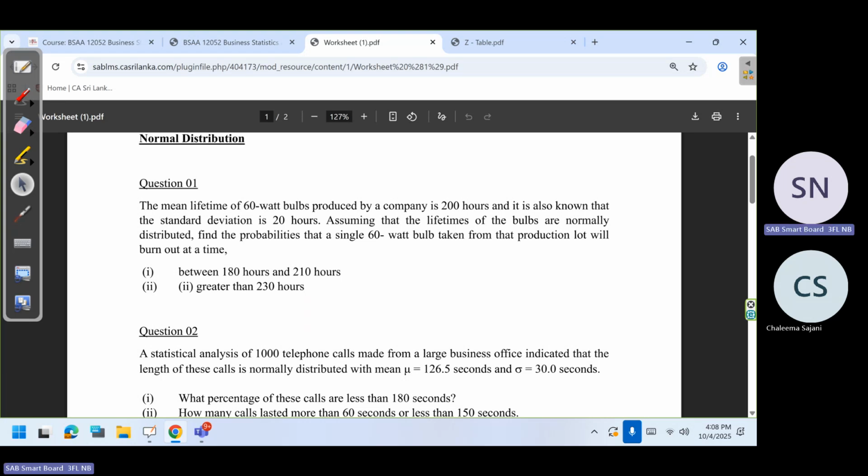Then here, what is the random variable? What is x in here? Okay, the x may. No, I am asking what is the random variable in this question?